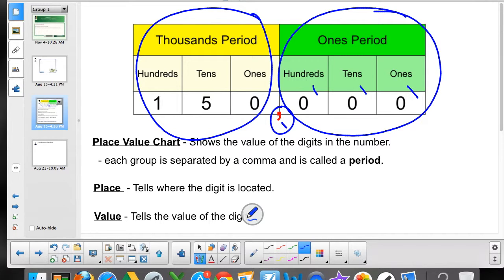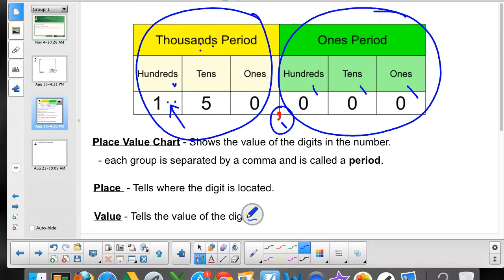So in this number, the 1 represents a 100,000. The place tells where the digit is located. Like I said, the 1 is in the hundred thousands place. The value tells the value of the digit. The 1's value is hundred thousands.